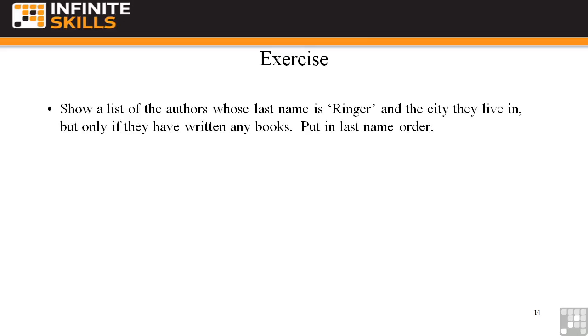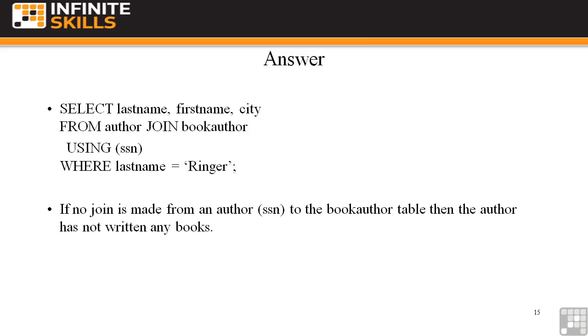Here's a little exercise. We're going to show a list of the authors whose last name is Ringer and show the city they live in, but only if they've written any books. This is a little bit different. In the past, we've had some kind of other criteria, but how do we know whether somebody's written a book? I have one last note here to put the statement in last name order. Let's look at the answer.